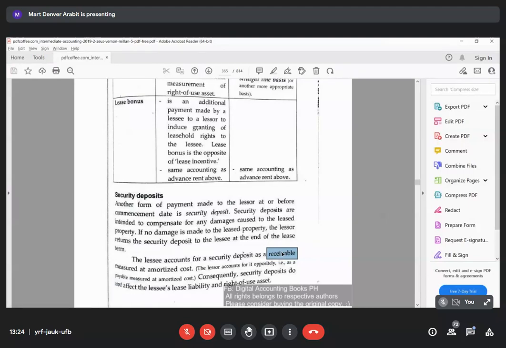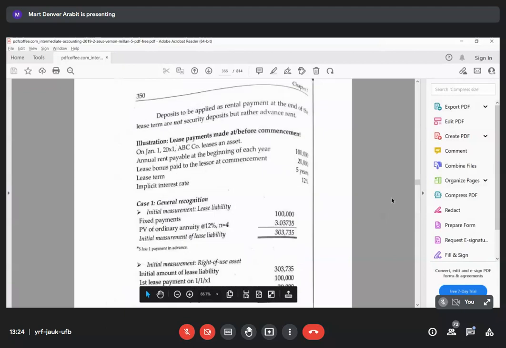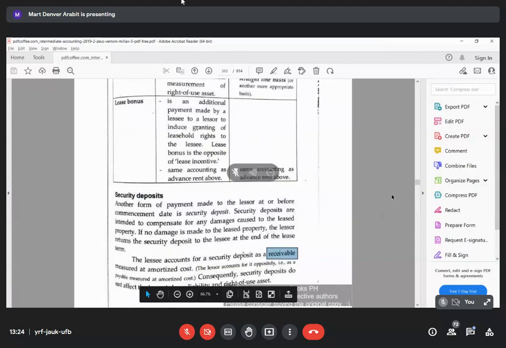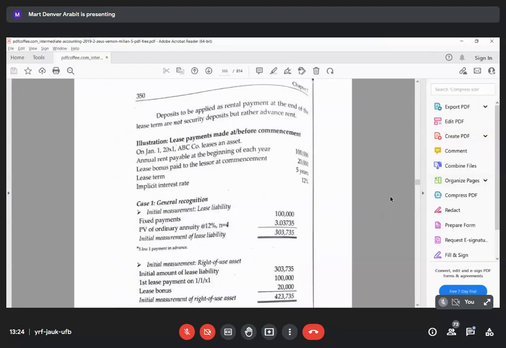So, the lessee accounts for security deposit as receivable, okay, measured at amortized cost. So, the lessor accounts for it oppositely as a payable measured at amortized cost. Consequently, security deposits do not affect the lease liability and right of use asset. So, wala siyang effect. As if nandun lang siya. Separate treatment lang siya. So, deposits not to be applied as a rental payment at the end of lease term are not security deposit, but rather advance payment.